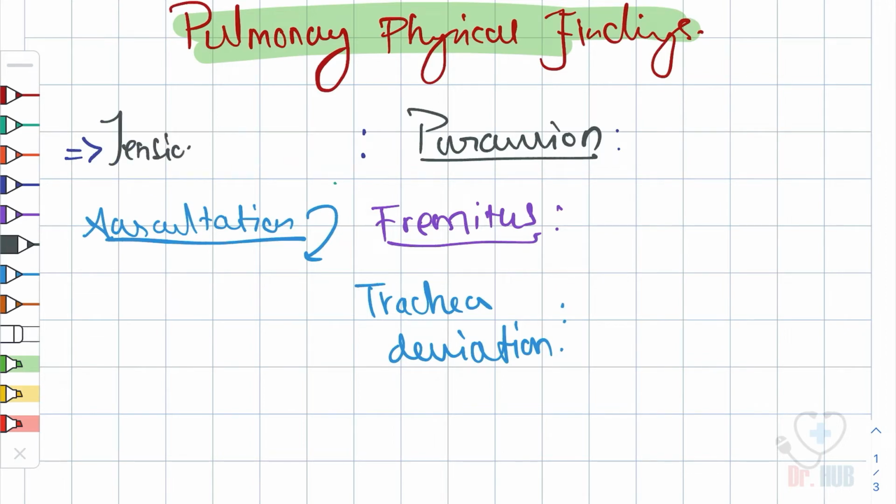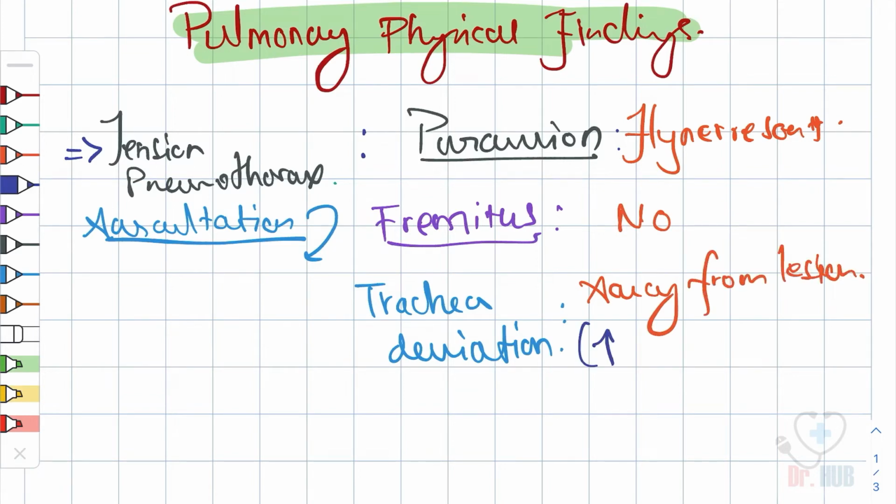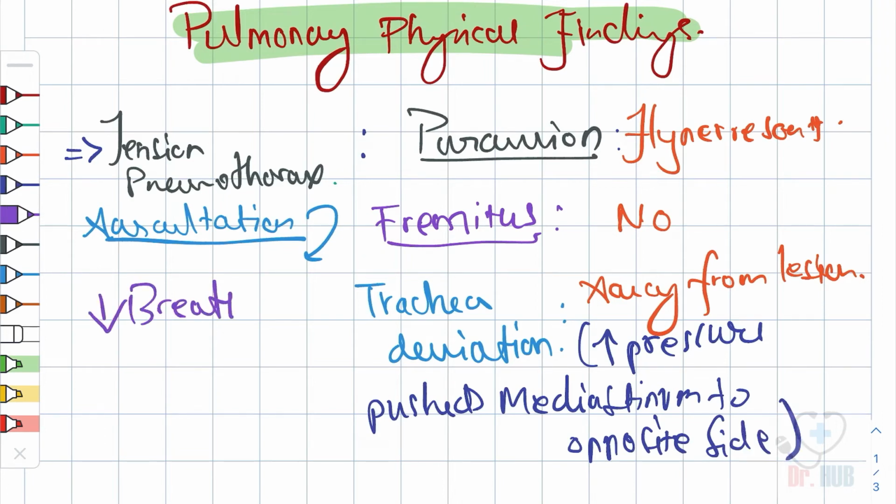Next being tension pneumothorax. On percussion, there is hyperresonance and there is no fremitus, and tracheal deviation is away from the lesion. There is increased pressure that pushes the mediastinum to the opposite side. Auscultatory findings being decreased breath sounds.